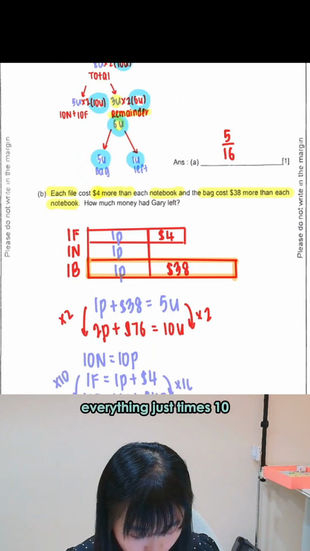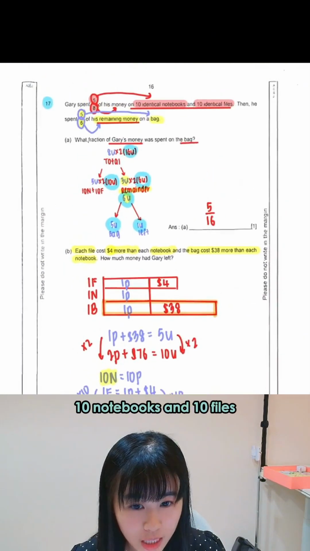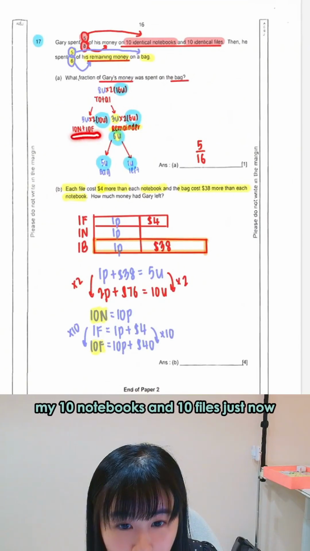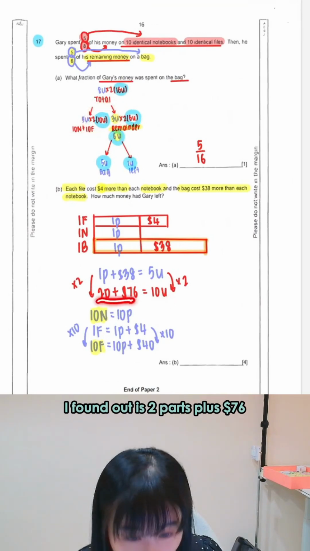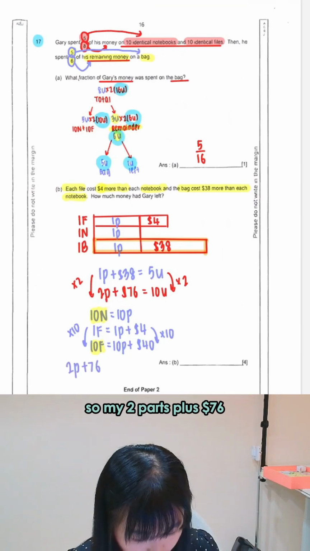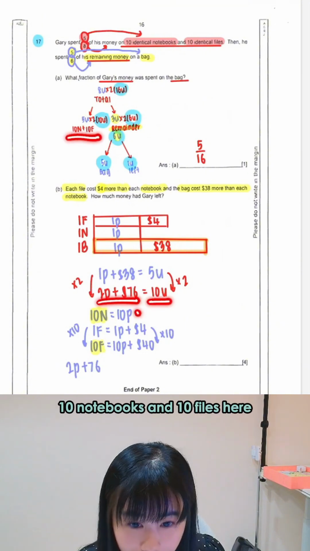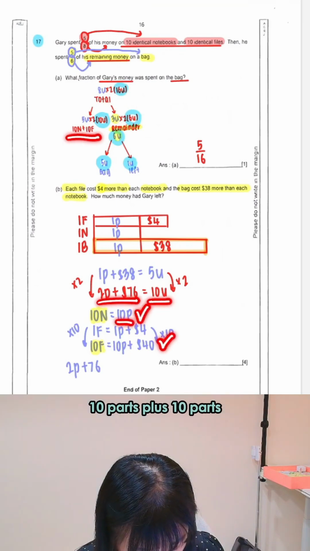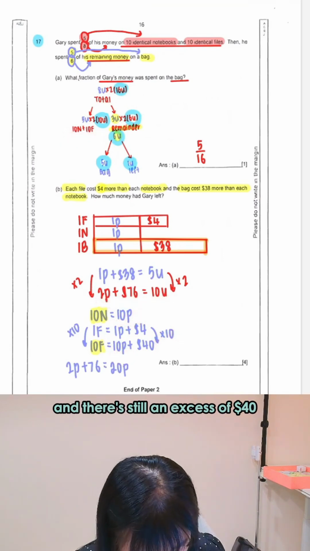Everything just times 10. What I'm trying to do is get out the 10 notebooks and 10 files so that I can make use of them, which equals my 10 units. And just now my 10 units I found out is 2 parts plus 76. So my 2 parts plus 76 here equals 10 units, which is my 10 notebooks and 10 files. So essentially what it means, 10 parts plus 10 parts gives you 20 parts, and there's still an excess of $40.